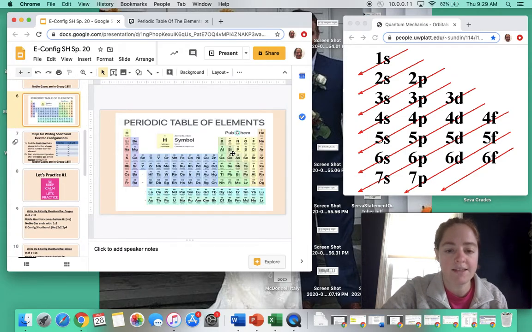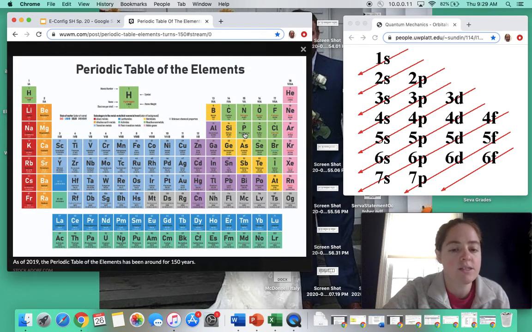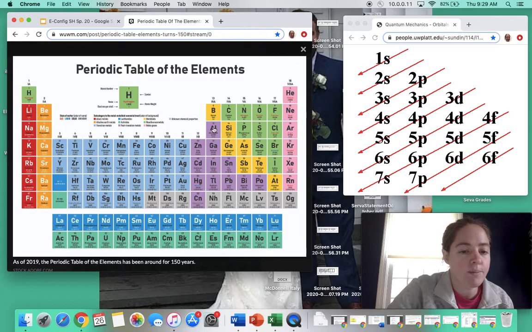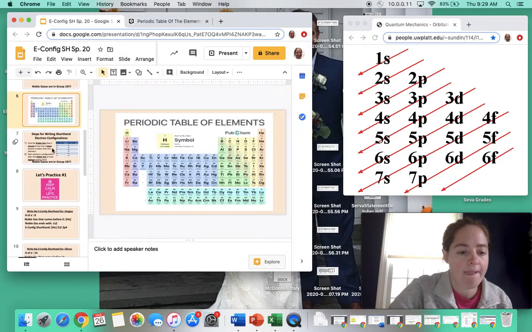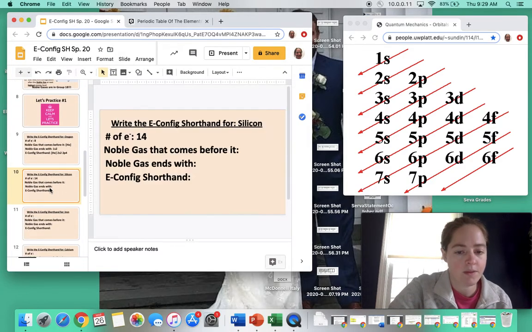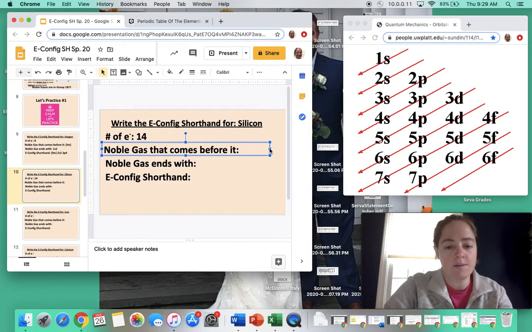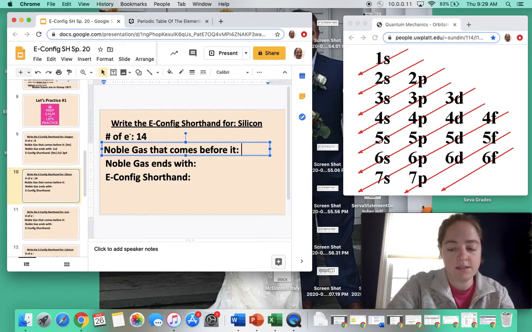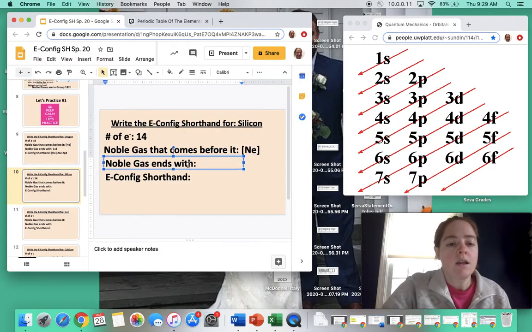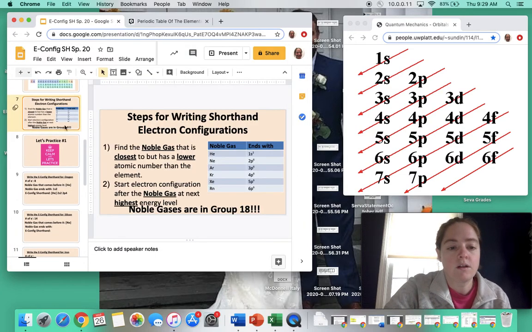The noble gas that comes before silicon, silicon's right here. I'll jump here so it's easier to see. Silicon's right here. We backtrack. And the noble gas that comes before it is neon. Okay, so neon comes before it, so it's going to go in brackets. Neon ends with 2p6.